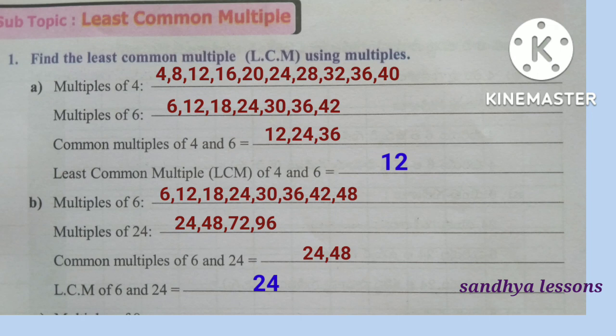B problem. Multiples of 6 are 6, 12, 18, 24, 30, 36, 42, 48. Multiples of 24 are 24, 48, 72, 96. Common multiples of 6 and 24 are 24, 48. LCM of 6 and 24 is 24.